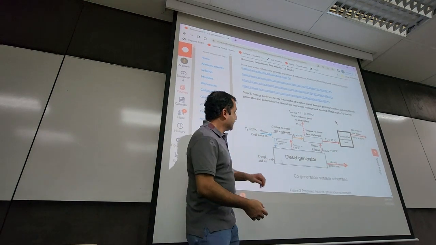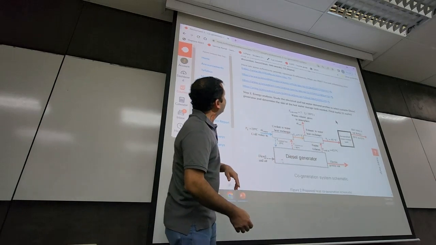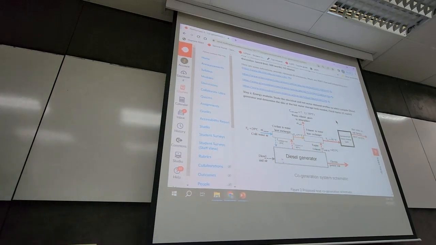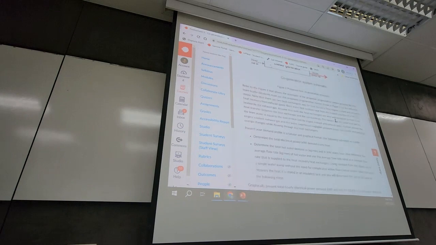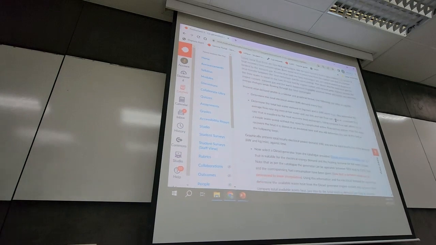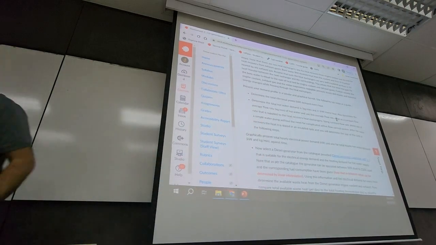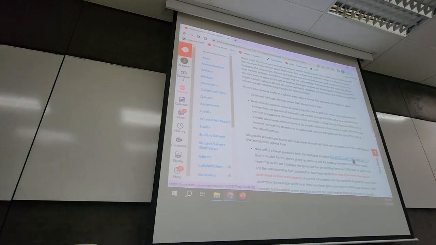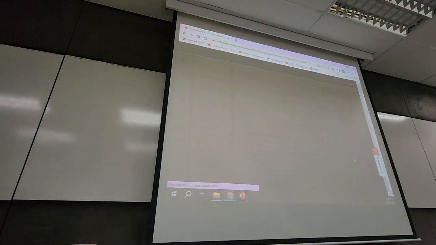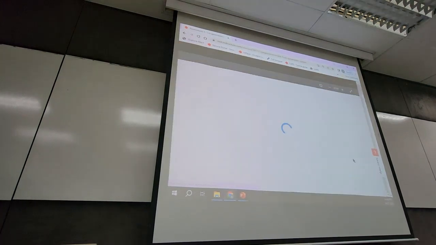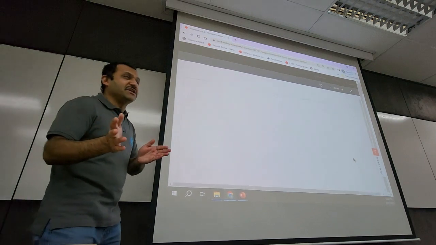So there's a catalog for diesel generator given. In that catalog, I'm going to just click on that and open that for you. Sometimes it takes time to open that. There's a column which talks about waste heat in form of radiation, radiation heat loss.